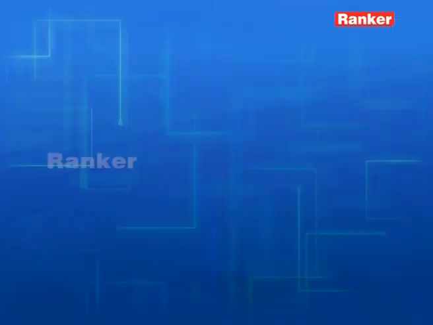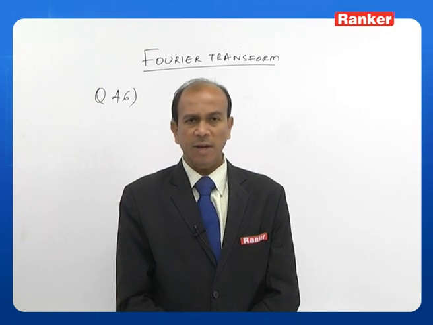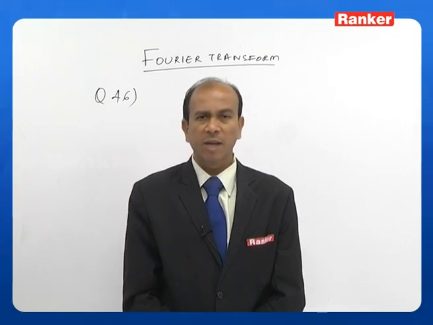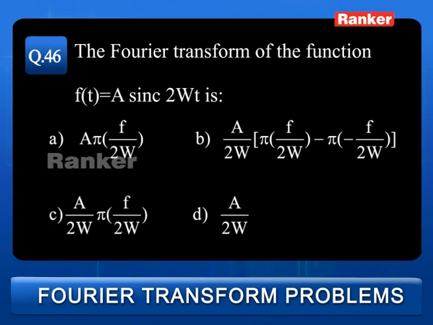The 46th question. The Fourier transform of the function f of t is equal to A sinc 2Wt is: A, pi of f by 2W; B, A by 2W pi of f by 2W minus pi of minus f by 2W; C, A by 2W pi of f by 2W; D, A by 2W. In this question we have to apply the duality theorem and also time scaling if needed. So the answer is C, that is A by 2W pi of f by 2W.